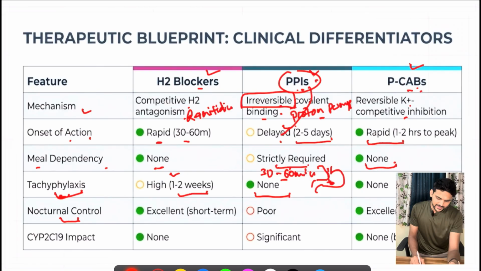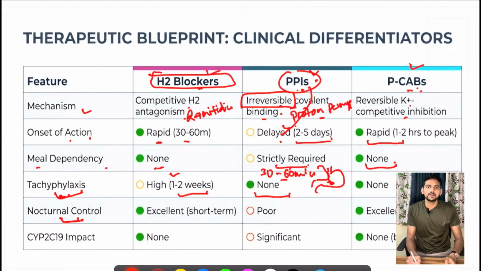So it is very excellent when it comes to H2 blockers. If these medications are given during evening hours, they will be very good at suppressing nocturnal symptoms. But again, we have to keep tachyphylaxis in mind whenever we are planning to use H2 blockers. So the benefit will be of very short term. Whereas PPIs, the nocturnal control is poor.